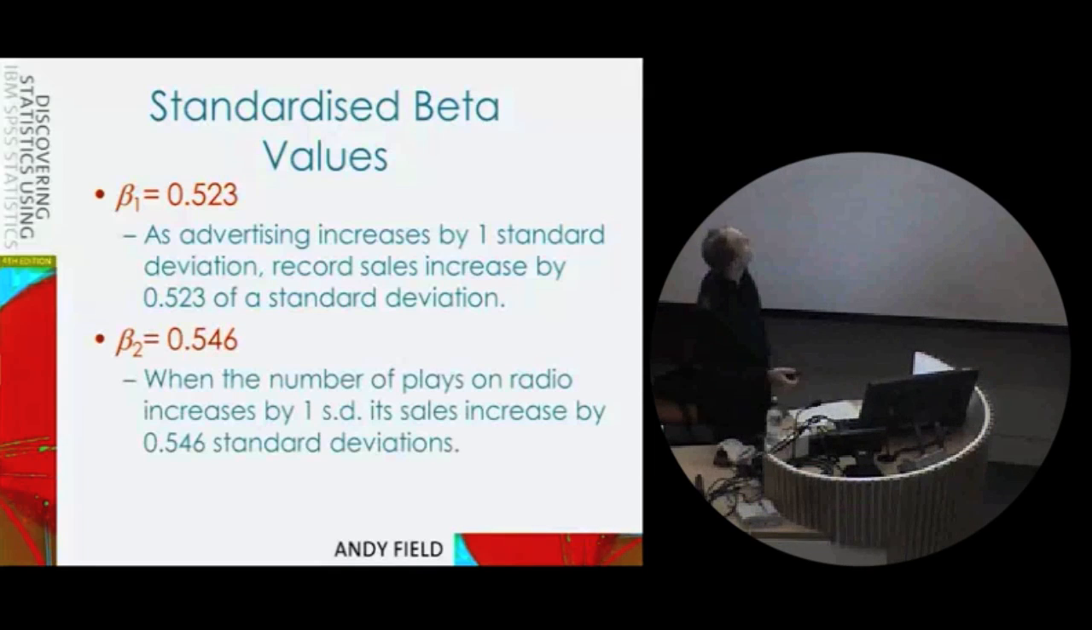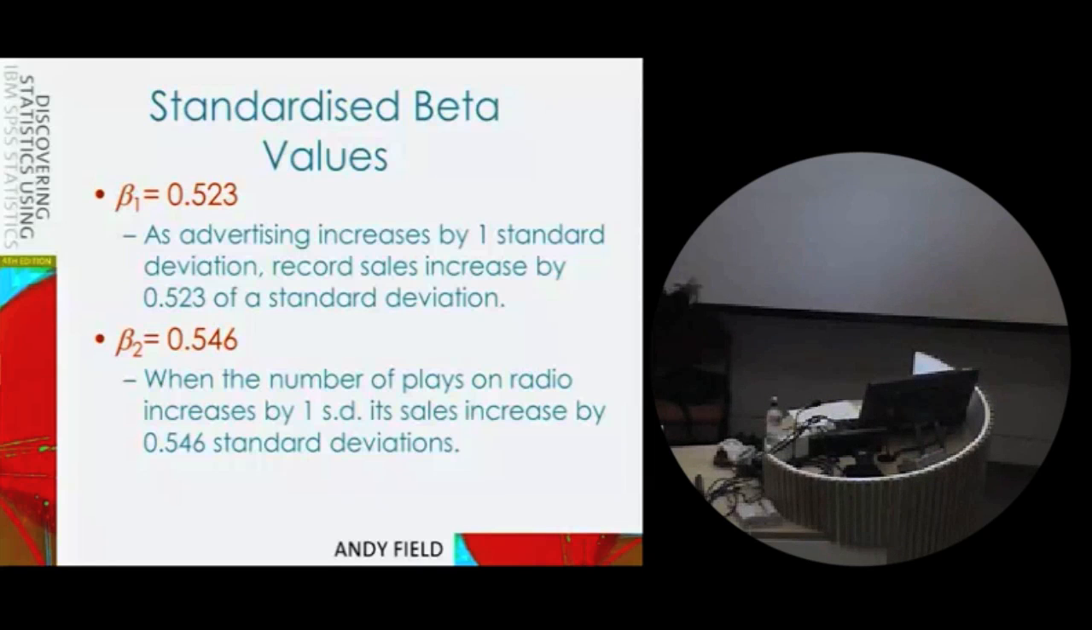Now if we look at plays on radio, the standardized beta is about the same. It's about a half. So what this tells us is, statistically speaking, the strength of these predictors is about the same. It's about a half each time. So again, this tells us that if we increase the number of plays on radio by one standard deviation, sales of albums will increase by, again, about half a standard deviation. So if we were going to compare which is, statistically speaking, the strongest predictor, there's nothing between them. They're both about as strong as each other.